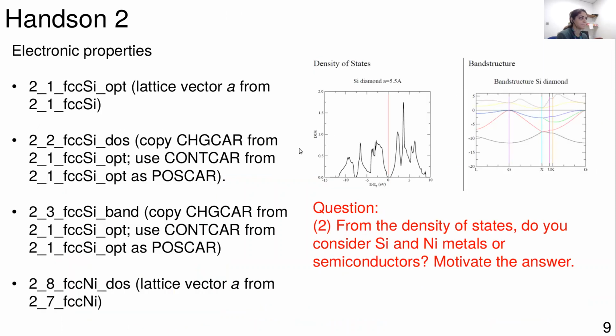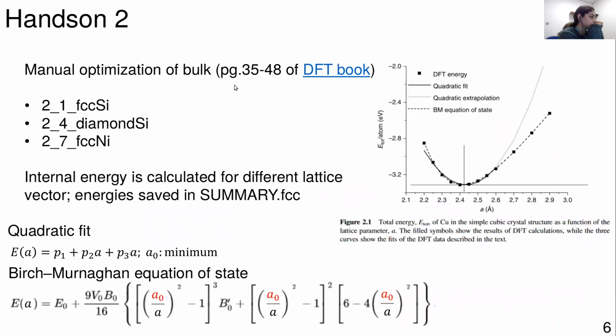The last thing, okay, electronic properties. As I said, you don't do it by default, but you always need to take some previous input from a previous calculation. So for the DOS and for the band structure, you will need to use the CHGCAR, that is basically a file that has all the charge density or the electronic density stored from a previous calculation. So actually, the calculation that is the initial one is the 2,1 FCC silica opt. Here you will need to put as A the A that you calculated with this manual optimization.